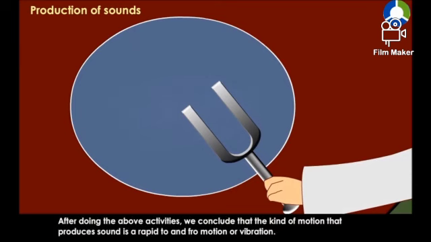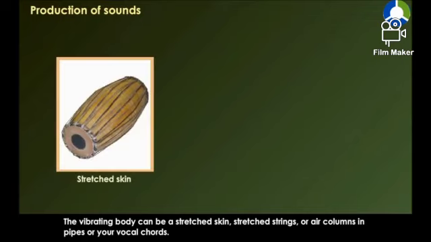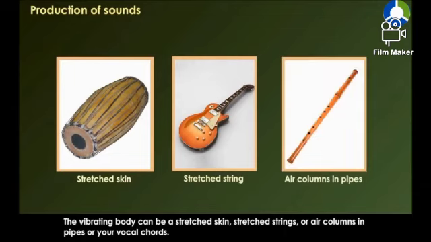After doing the above activities, we conclude that the kind of motion that produces sound is a rapid to and fro motion or vibration. Hence, sound is produced by vibrating bodies. The vibrating body can be a stretched skin, stretched strings, or air columns in pipes or your vocal cords.